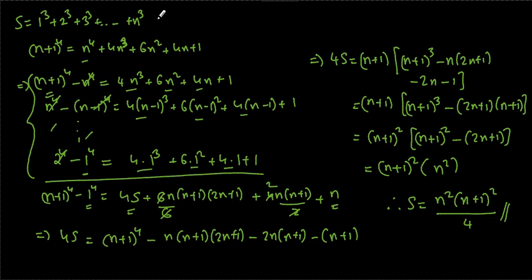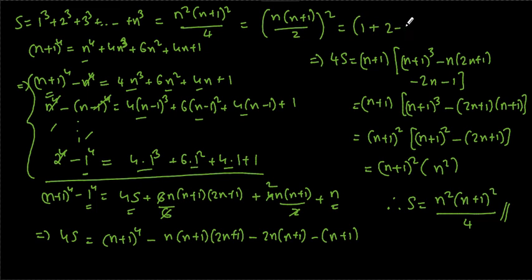So sum of the cubes of the first n natural numbers is n^2 (n+1)^2 by 4, which you can observe as the square of n(n+1)/2. So this is nothing but the square of the sum of the first n natural numbers.